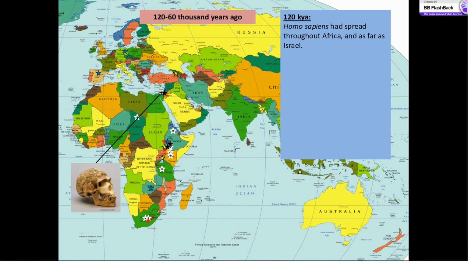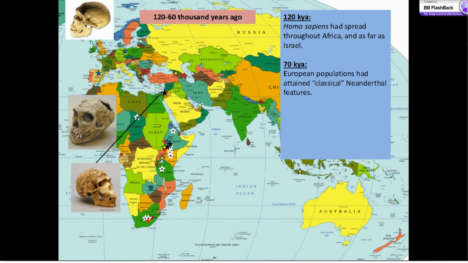At 120,000 years, we know we have Homo sapiens in South Africa, but we also have them up here in Israel. The date for Skhul Cave could be sketchy, but okay, let's say 120,000 years, we're on our way out of Africa. At 70,000 years, the Neanderthals, the descendants of the European Heidelbergensis, have attained what we call the classical Neanderthal features, which just means that they are now certainly what we think of as Neanderthals. They are no longer transitional. We've got a new species in Europe.